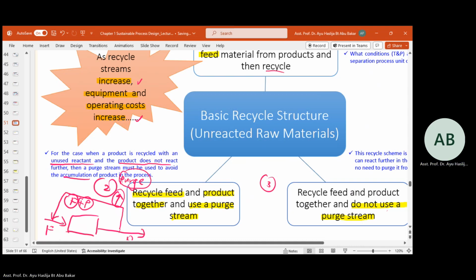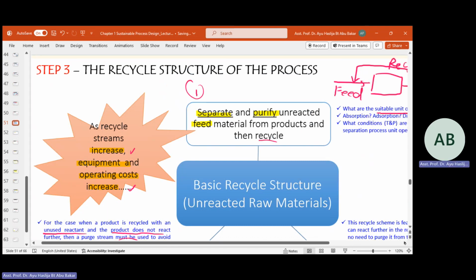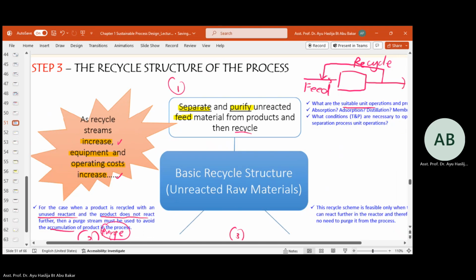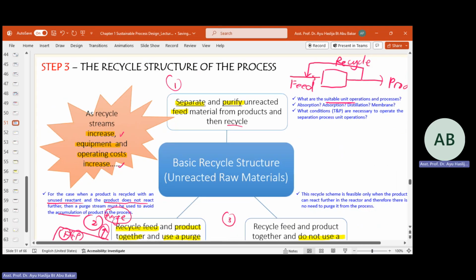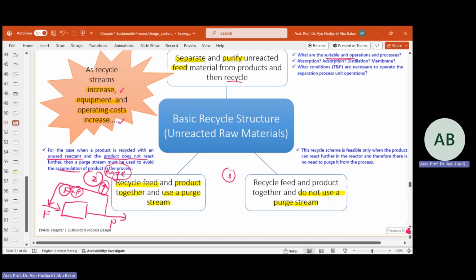Next question. First one just now, we just separate the feed and the product straight away, purify the product and recycle the feed only. Second case, where you recycle both feed and product, but you need to have a purge stream to purge out the product. Why do we need to purge out the product? Because the product will keep accumulating. It is not involved in the process. We just need the feeds.